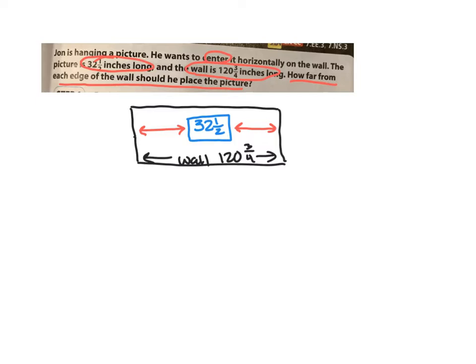So here's my picture, and here's where I'm going to ponder, what would it be helpful to know? If I want to know how much is here and here, it probably would be helpful to take this amount and pull this out of there so I know how much total that is together. That would be helpful. So let's do that. I'm going to take 120 3/4 and subtract from it the amount of the picture, 32.5.